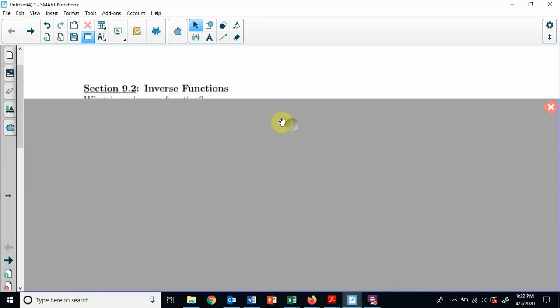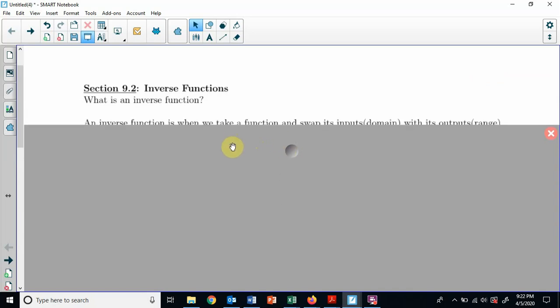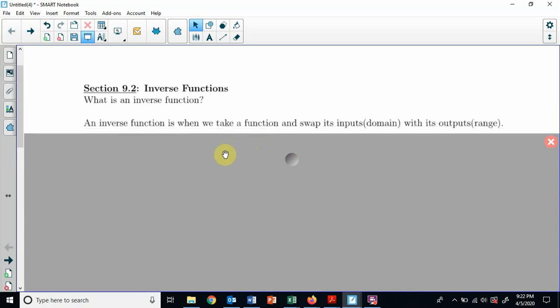Inverse functions. Okay, so the first question we need to start with is, what is an inverse function? Well, an inverse function is when we take a function and all we do is we swap its inputs with its outputs. Or you might say its domain with its range. So these things trade places. So remember, what's the domain? The inputs, remember, those are the x values.